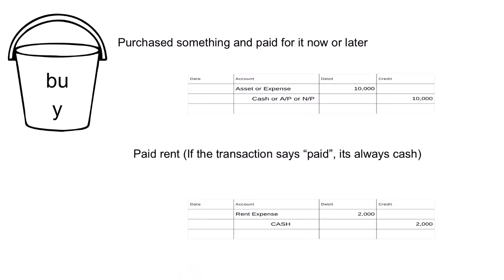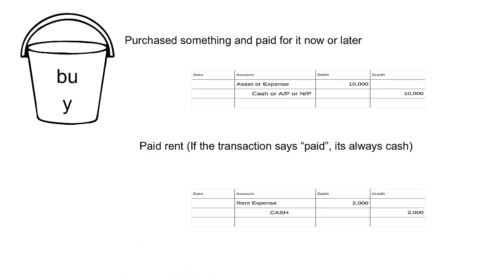Now let's switch over to the buy bucket. Company buys something. So we need to know two things. We need to know what the company bought, and we need to know how the company paid for it. So we're either going to have an asset or an expense in that debit section. You buy an asset, like a vehicle, or you buy inventory, or you have an expense like rent expense or insurance expense. So that is always going to be your debit because the business is getting something of value. So we're going to debit that.